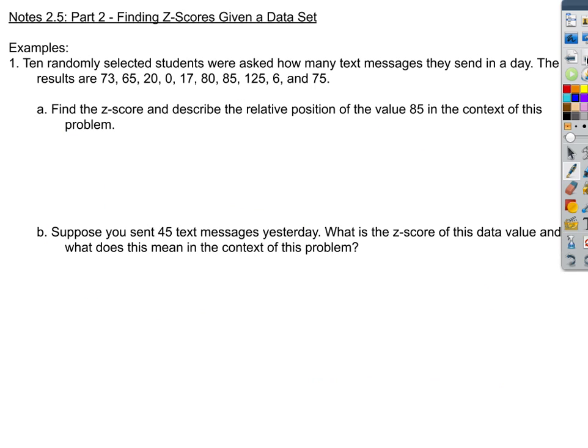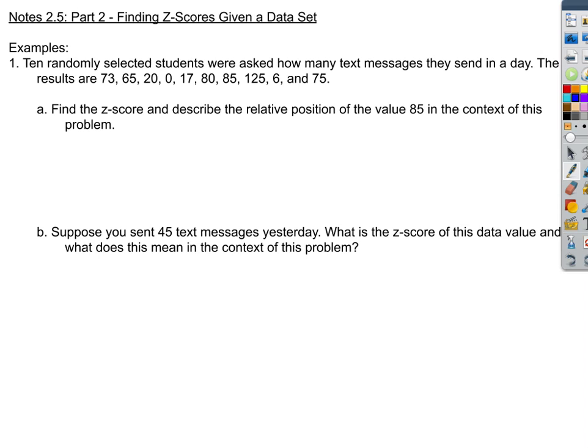Right, so in our first example, we have 10 randomly selected students who were asked how many text messages they send in a day. All right, the results are 73, 65, 20, 0, 17, 80, 85, 125, 6, and 75. So we want to find the z-score and describe the relative position of the value 85 in the context of this problem. Right, now they just give us a data set, and we need to use the calculator to find the mean and the standard deviation.